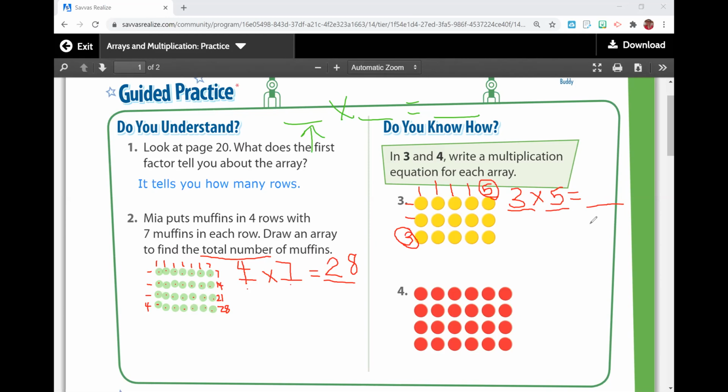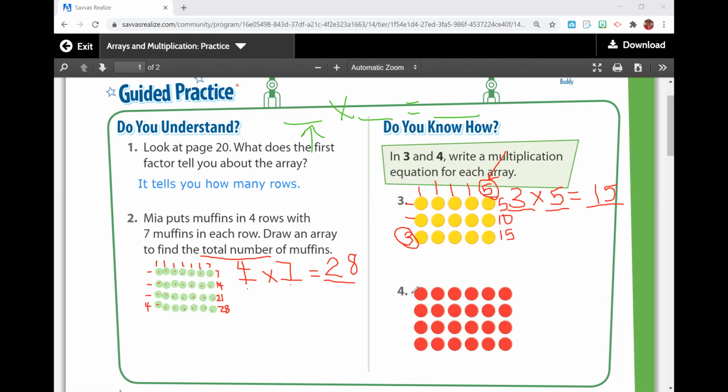To find my product, I can skip count or I can count each one. For this one, I'm going to skip count because I can skip count by 5s really easily. So there's 5 in this first row, 5, skip counting by 5s, 10, 15. There are 15 in this row. 3 times 5 equals 15. Let's go to number 4.